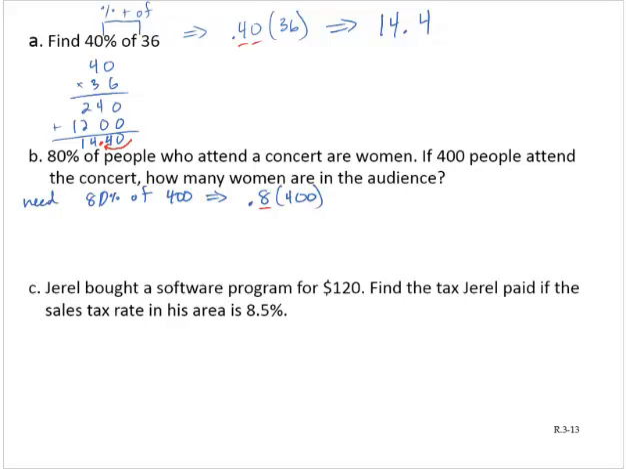Notice we have 1 decimal place in the factors. So I'm just going to say, well, what's 400 times 8? We have 0, 0, 32. But we need to come in 1 decimal place. So that would give us 320. So our conclusion: there were 320 women in the audience.